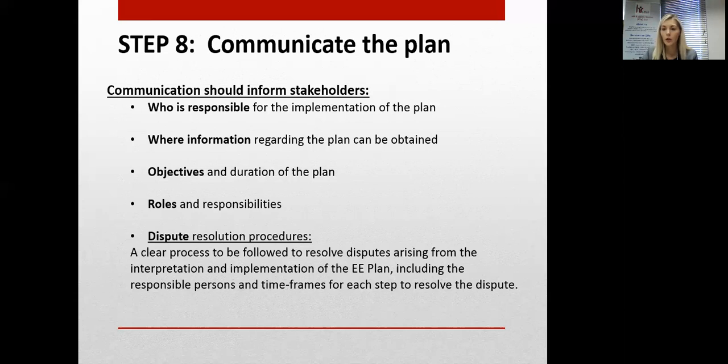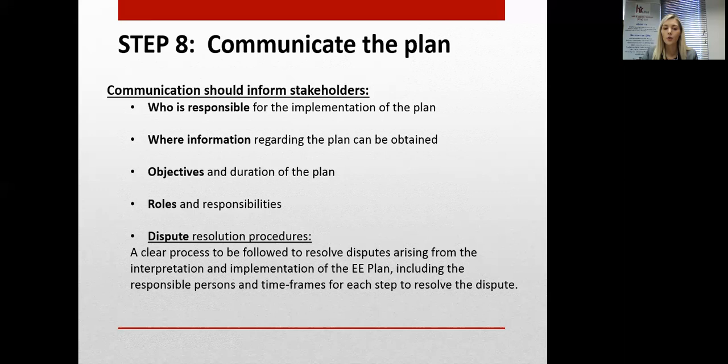Step 8, when we communicate your plan, you need to look at who's responsible for the implementation of it, where the information can be obtained, which is in your employment equity file with your employment equity manager, the objectives and the duration of the plan. Do you have a 2-year plan or a 5-year plan? The roles and responsibilities of managers and the forum.